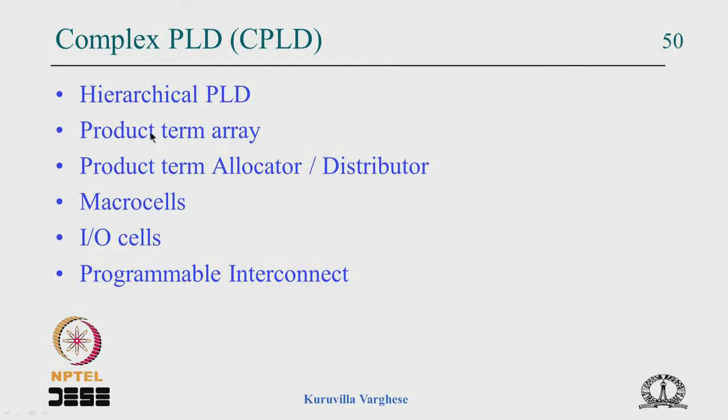Now the product term itself is not permanently connected to an OR gate. So in between comes a switch called the product term allocator or distributor, which allocates this product term to the OR gate or to an XOR gate or to control various functions of the flip flop, okay. So we will see that maybe you can use a global clock pin to clock all the flip flops, or you can use a product term as a clock, okay. Or if you want to reset the flip flop, there is a global reset pin that can be connected to the reset of the flip flop, or a product term can be connected.